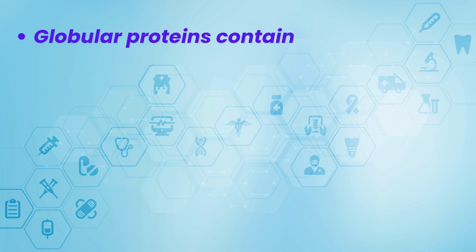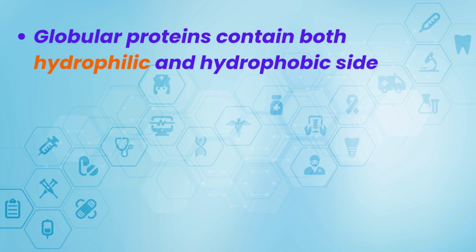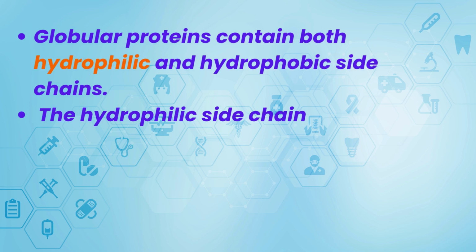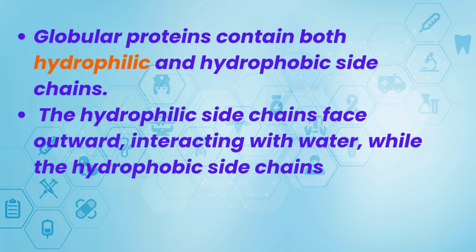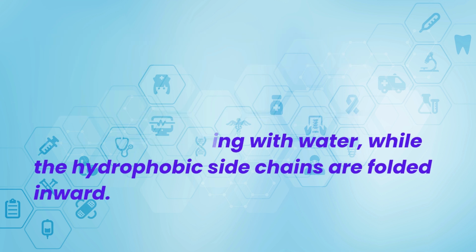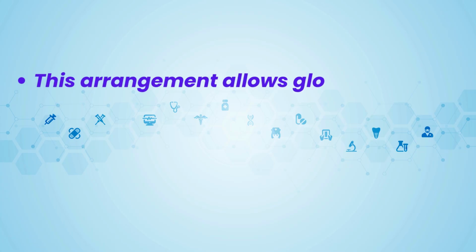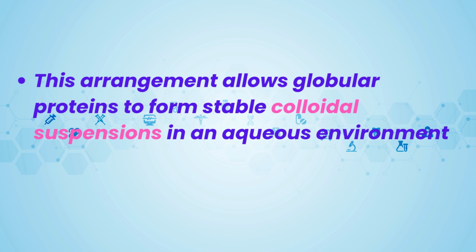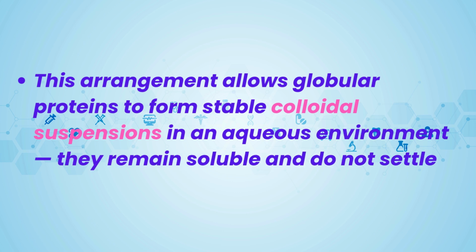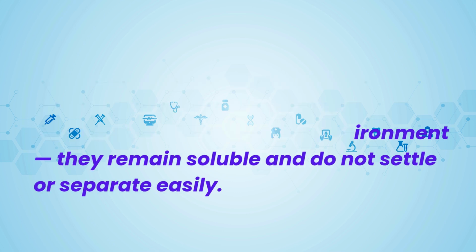Globular proteins contain both hydrophilic and hydrophobic side chains. The hydrophilic side chains face outward, interacting with water, while the hydrophobic side chains are folded inward. This arrangement allows globular proteins to form stable colloidal suspensions in an aqueous environment. They remain soluble and do not settle or separate easily.